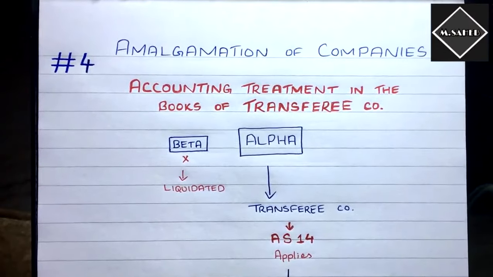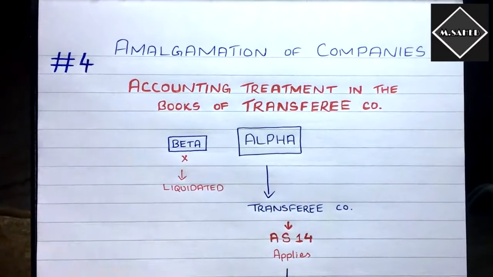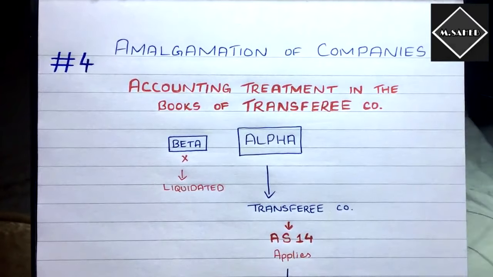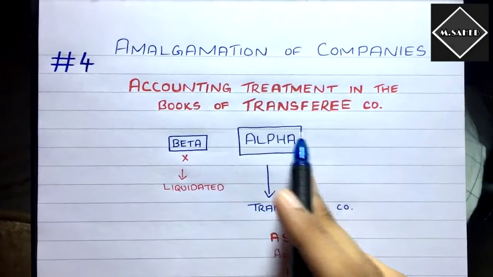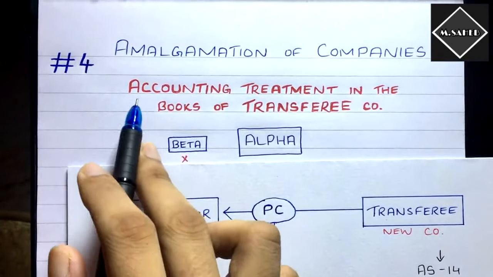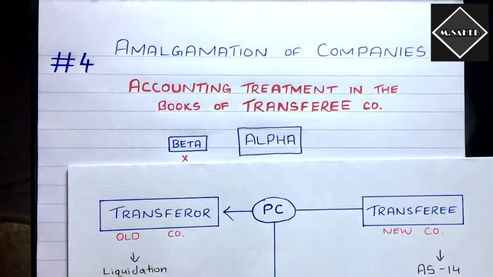Hi everyone, this is the fourth video of Amalgamation chapter. Now in the previous videos we have seen the concept and we have solved 3 problems on purchase consideration, and we have seen the accounting treatment in the books of Transferor Company, right? Now here in this video, what are we going to do? In this video we are going to see the accounting treatment in the books of Transferee Company.